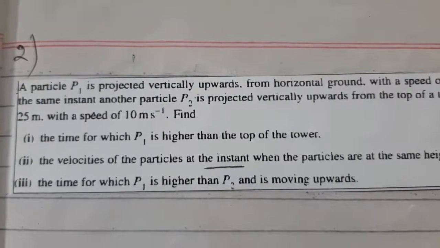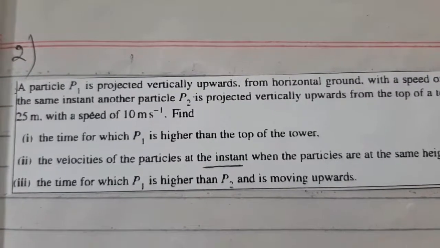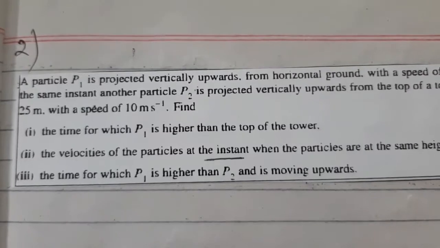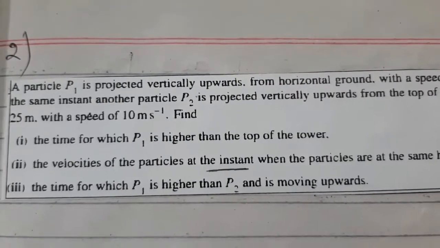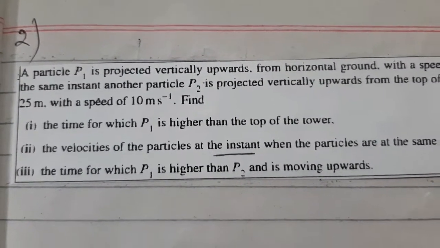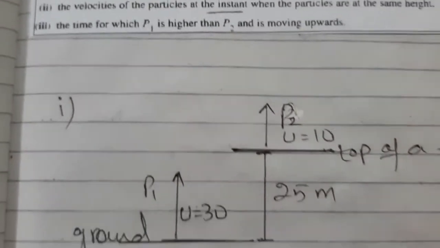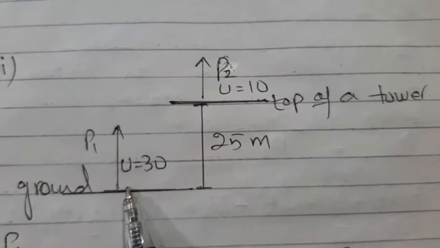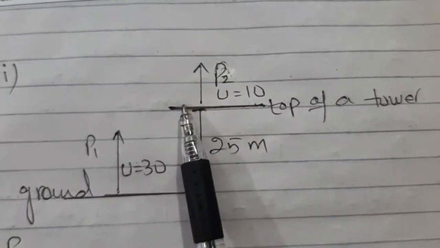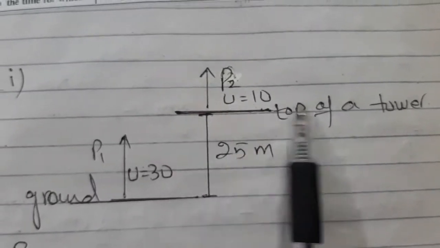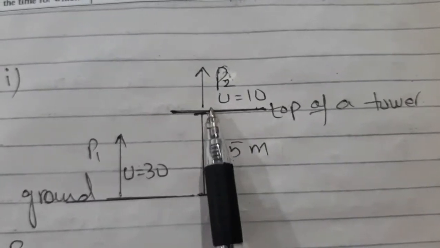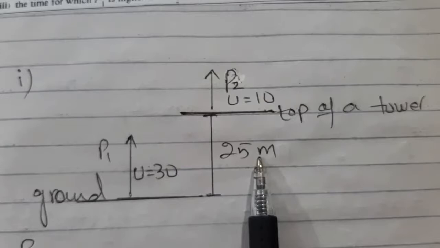Now this is question number 2, and it is about a particle which is projected upward. It seems like a lengthy question, so let me explain with the help of a diagram. The question is saying that there are two particles. One is thrown vertically upward from the ground, and the other was thrown vertically upward from the top of the tower. The distance between the ground and the top of the tower is 25 meters.